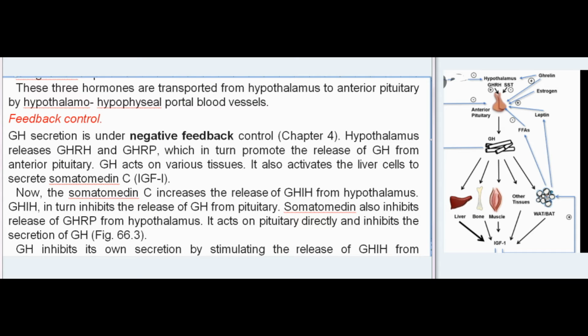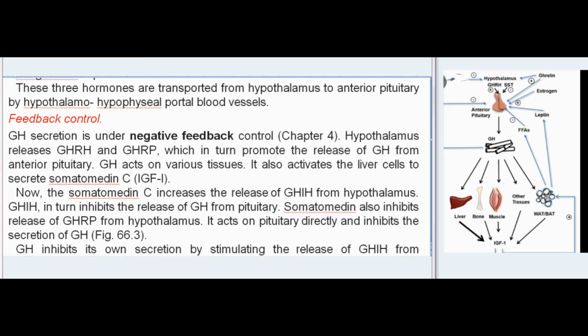Feedback control. GH secretion is under negative feedback control, Chapter 4. Hypothalamus releases GHRH and GHRP, which in turn promote the release of GH from anterior pituitary. GH acts on various tissues. It also activates the liver cells to secrete somatomedin C, IGFI. Now, the somatomedin C increases the release of GHIH from hypothalamus. GHIH, in turn, inhibits the release of GH from pituitary. Somatomedin also inhibits release of GHRP from hypothalamus. It acts on pituitary directly and inhibits the secretion of GH, Fig 66.3.